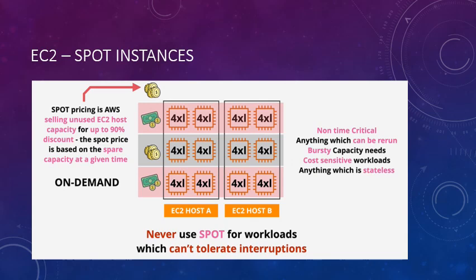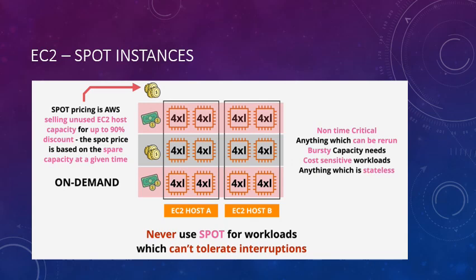Basically, the way spot instances work is AWS is trying to sell off its unused capacity in off-peak times, when there's not a lot of demand for AWS. So you kind of bid on how much you're prepared to pay for a spot instance, and AWS will give you a spot instance if your bid is at the right price for that particular time period.